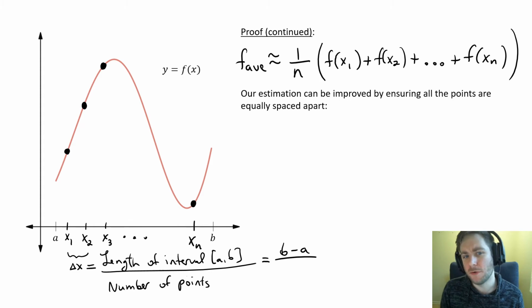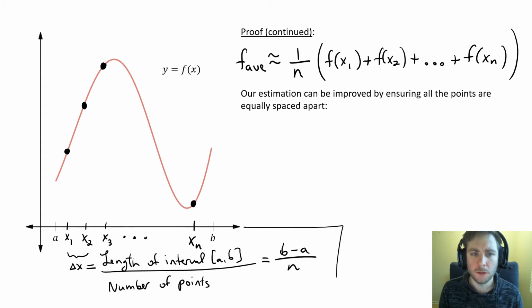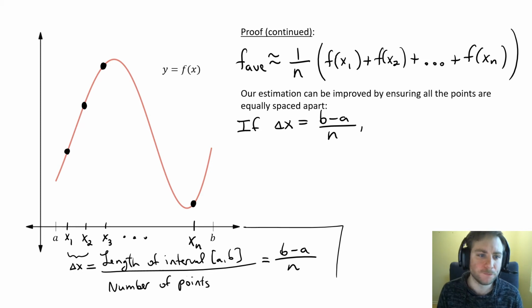And as we know, the number of points is what we called n. So this formula, b minus a over n, represents the distance between each of the points that we're using in our average. Now, if we look back to the formula for f_av, we'll notice this factor of 1 over n is something that also appears in our formula for delta x.